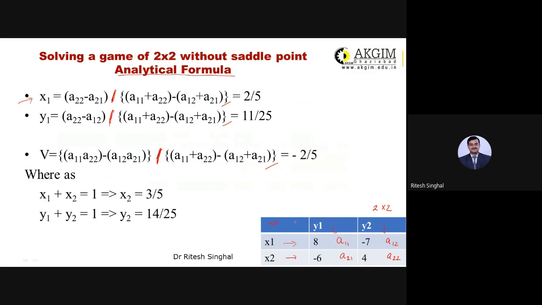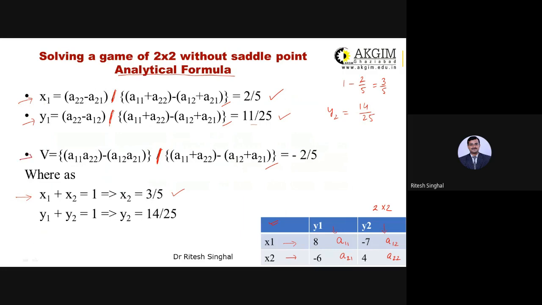So after putting all the values in this formula, we have the value of x1 as 2 by 5 and the value of y1 as 11 by 25. Since x1 plus x2 is 1, we can have the value of x2 as 3 by 5. How? 1 minus 2 by 5 is 3 by 5. Now the value of y1 is 11 by 25, so the value of y2 would be 14 by 25.